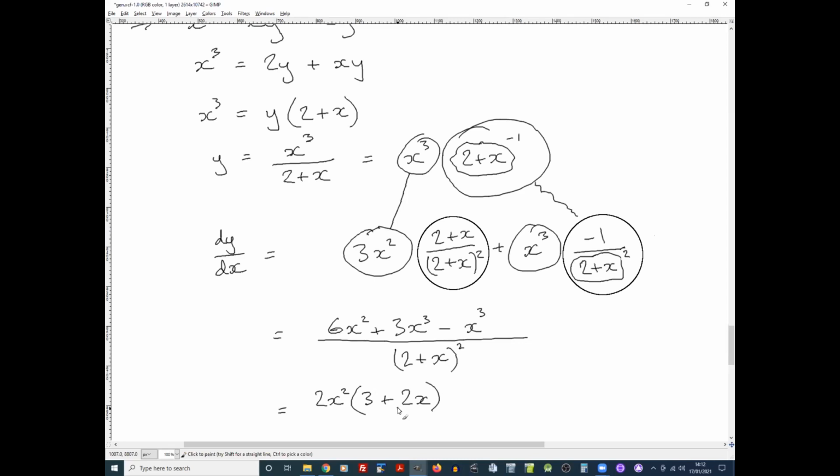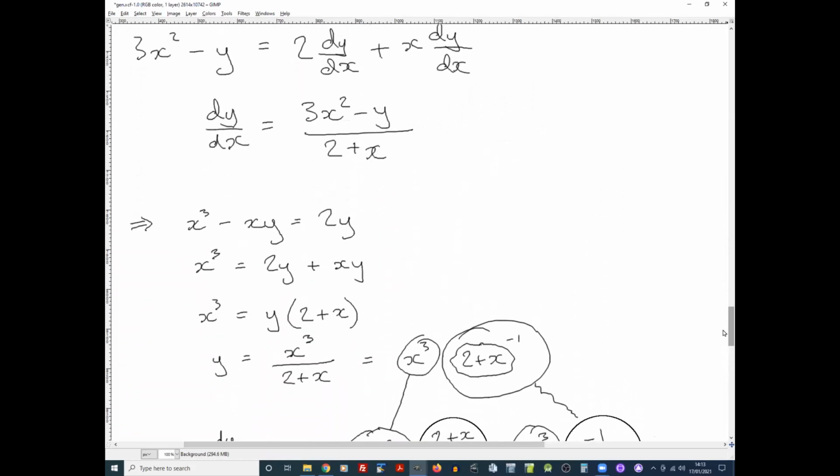Because you've only got 2x cubed on the top. Oh no, not 6, plus 3, x plus 3. 2x squared times x plus 3. Yes, that's good. Which is annoying because it's so close to simplifying greatly straight away.